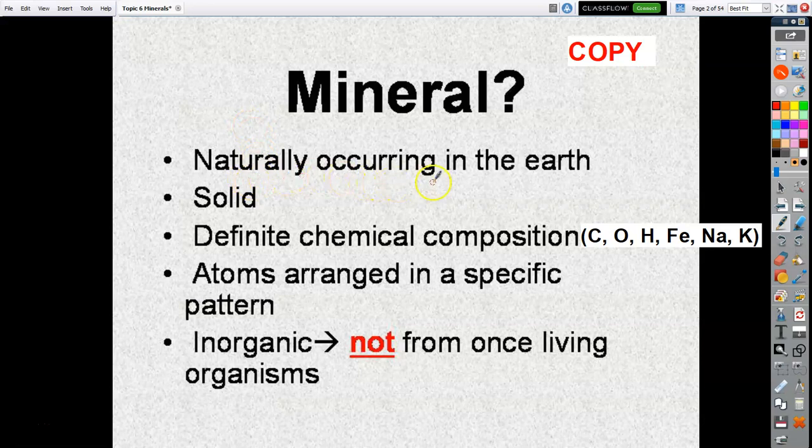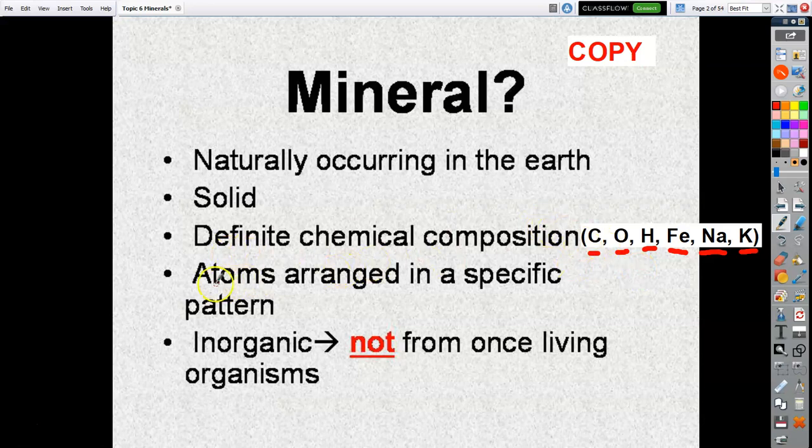It has to be naturally occurring, which means it cannot be man-made. So they have to find it in the earth. It has to be solid, not liquid, not gas. It has to have a definite chemical composition. That means it's made of certain elements, things like carbon, oxygen, hydrogen, Fe is iron, Na is sodium, K is potassium, and there's obviously others, but these are just an example of some of the elements that minerals are made up of. So that's what they mean by definite chemical composition, made of certain elements.